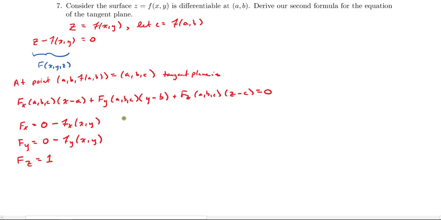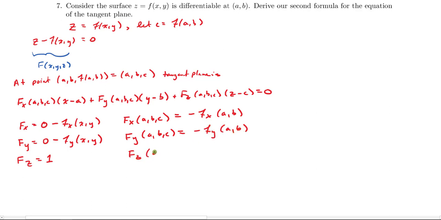So if we were to evaluate F sub x at the point (a, b, c), everywhere I see an x, I'll plug in a, everywhere I see a y, I'll plug in b, and everywhere I see a z, I'll plug in c, but that just gives me minus f sub x of (a, b). Likewise, F sub y of (a, b, c) is just going to be minus f sub y of (a, b). And then F sub z of (a, b, c) is the easiest of them all to evaluate. Everywhere I see an x, I plug in a. Everywhere I see a y, I plug in b. And everywhere I see a z, I plug in c, but there's nothing to plug in, so we just get 1.